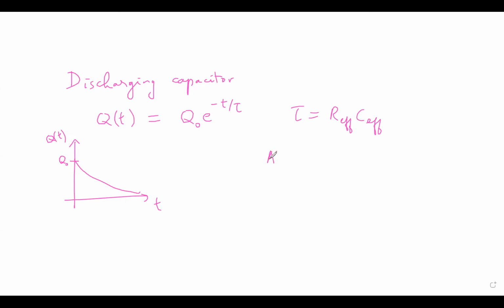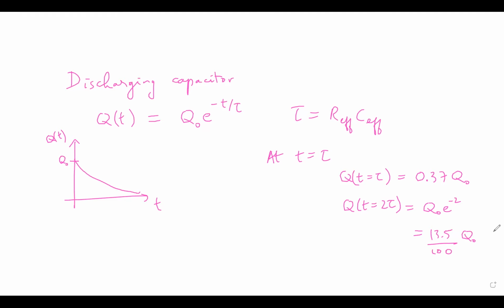And we can see here that when t is equal to tau, Q at t equals tau is 37% of the initial charge. If you wait 2 time constants, then you will get Q naught times e to the minus 2, which is about 13.5% of Q naught, and so on. We tend to summarize these behaviors into the following simple rules.